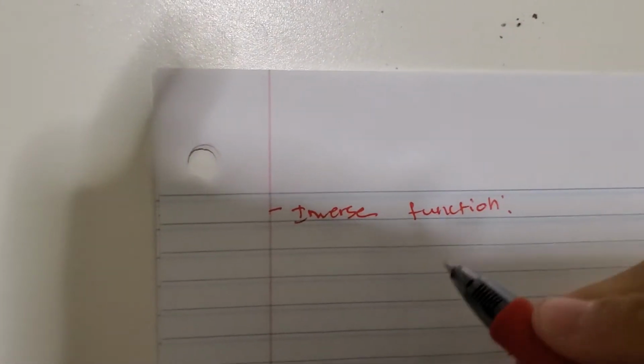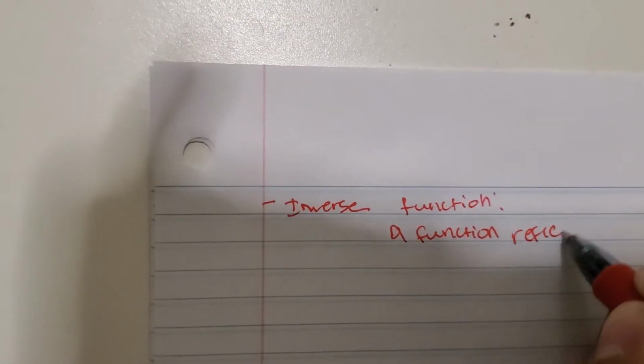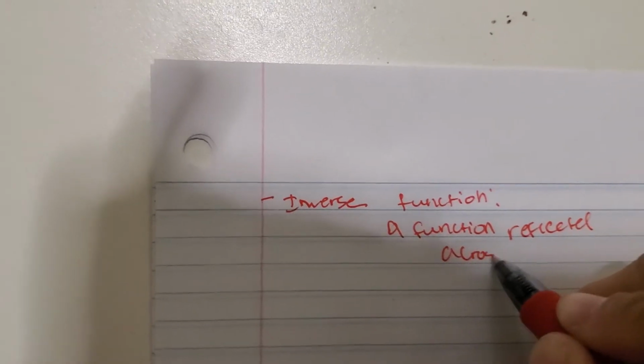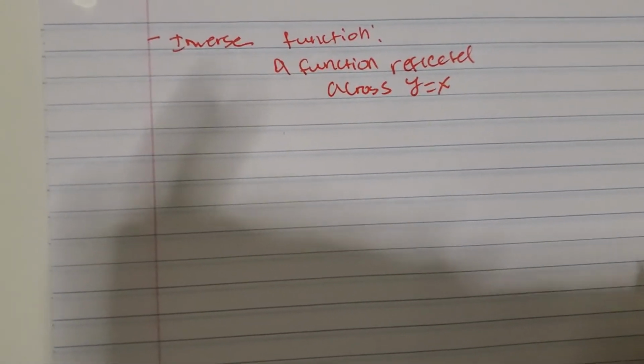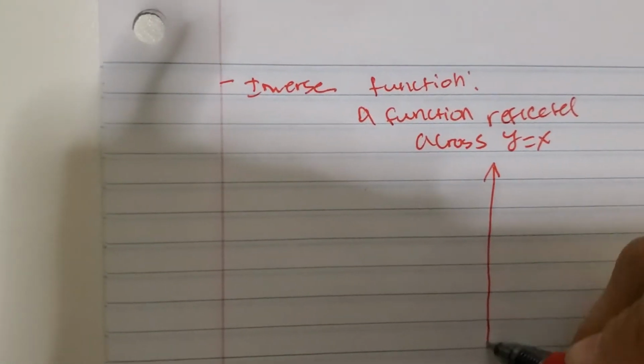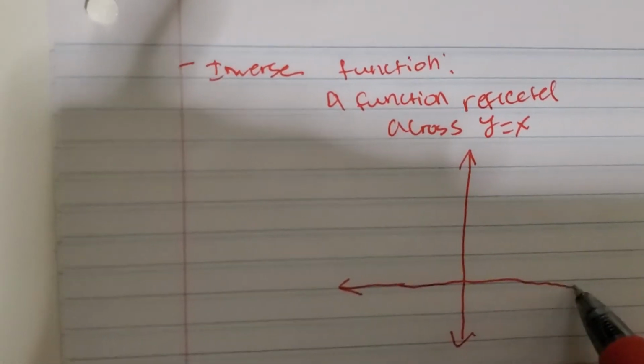An inverse function is pretty much a function reflected across the line y is equal to x. Graphically, that's the way I say it, and it only works with one-to-one functions. We'll show you guys how to do that algebraically in a second.